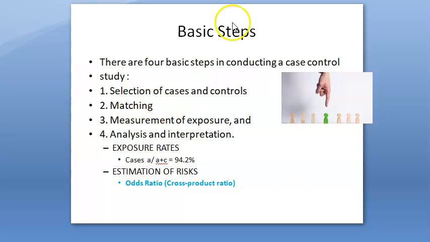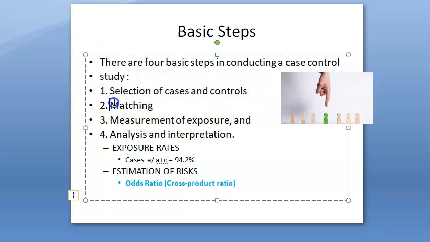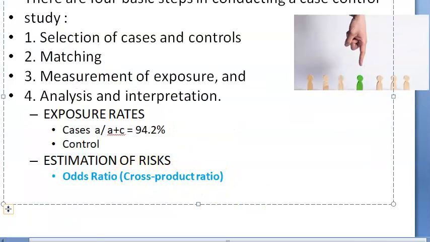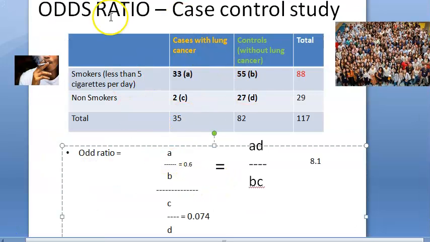Steps will be: you will be selecting the cases and controls. Then you will be doing matching. Matching will remove confounding, etc. Measure the exposure. For all this you will interview people and get the information that you want. Then once you get the data, analyze and interpret. You will find out the exposure rates for the cases and the controls. And then you can estimate the risk by odds ratio, that is the cross product ratio. That we have seen in the odds ratio video.